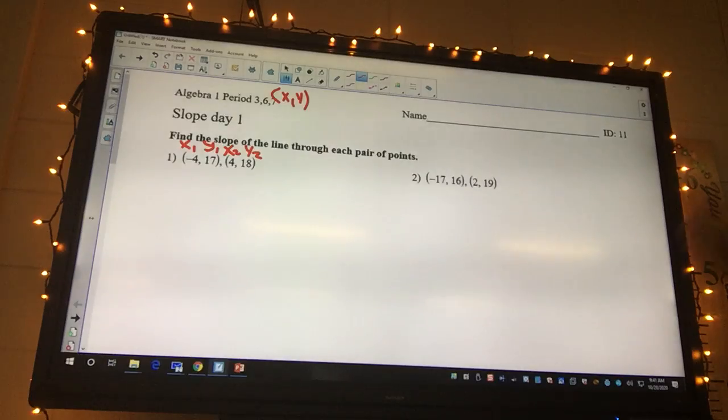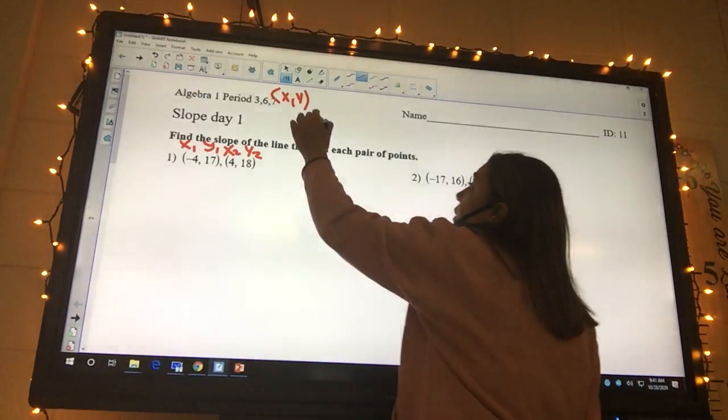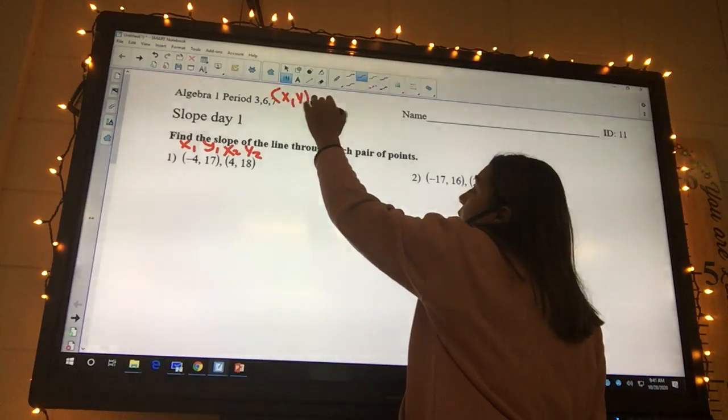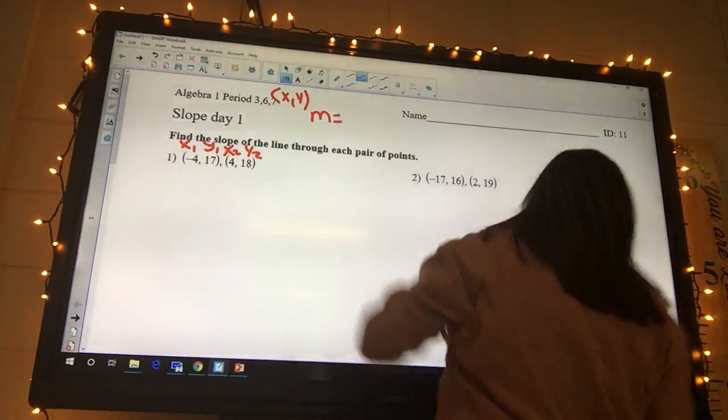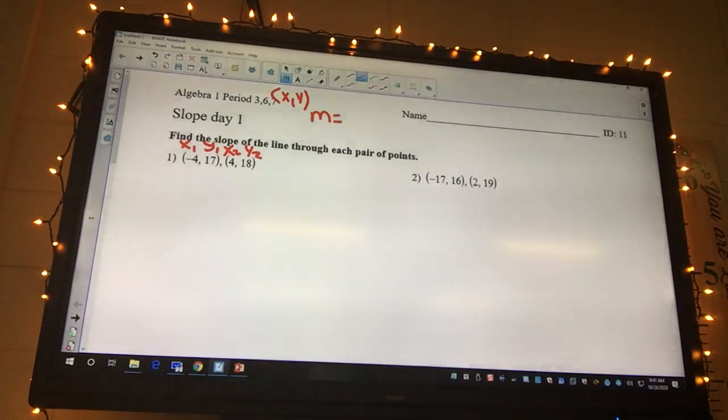Now we need a formula in order to figure out the slope. So our slope formula is m equals, oh, I forgot.